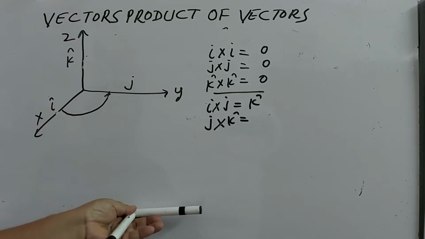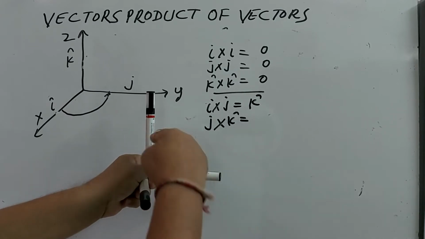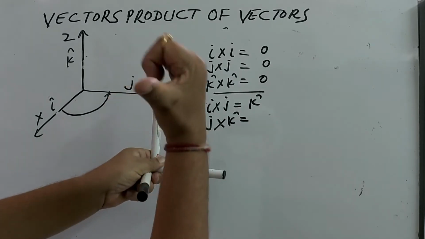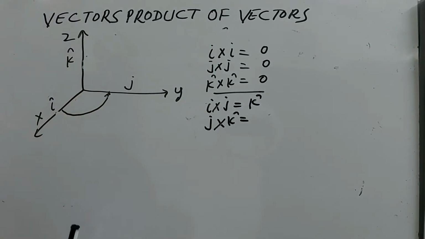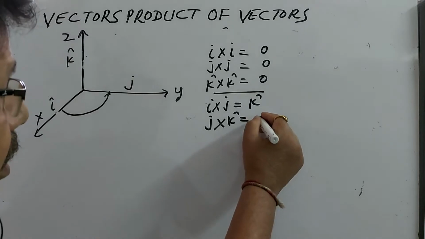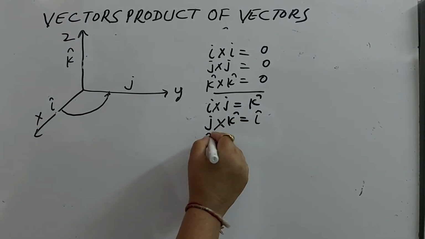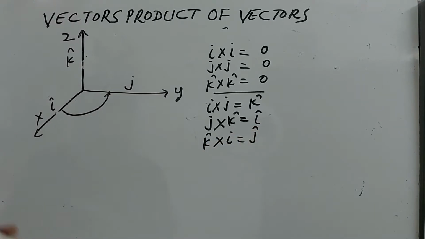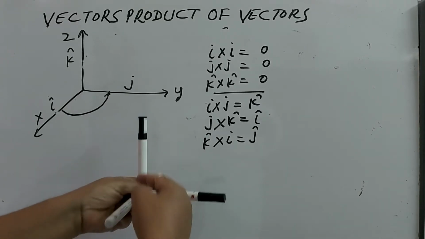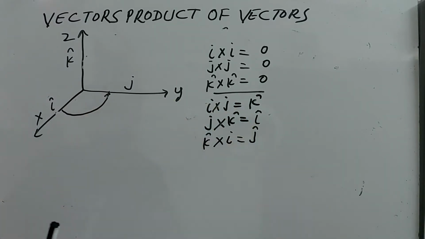Similarly j cross k: we are going from j to k. This is j and this is k. J cross k means like this, because we are going from this to this, this will be outward. So this is along the x-axis, so this is i cap. And similarly the third is k cross i, and this will be equal to j cap, because in this case this is k and this is i. K cross i will be like this.